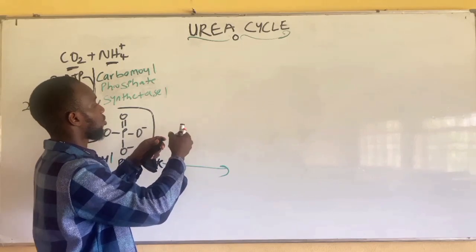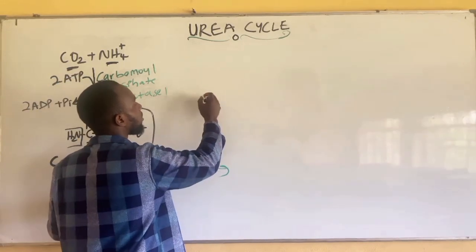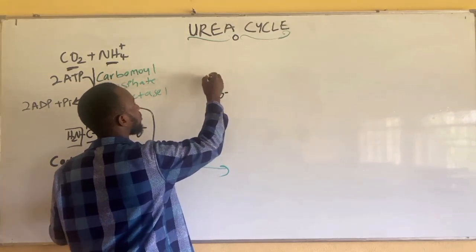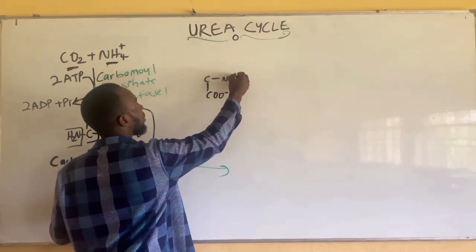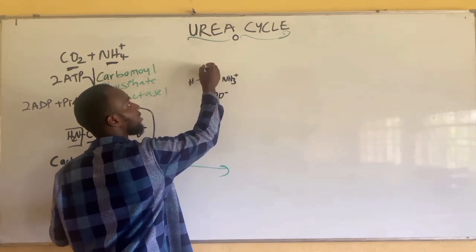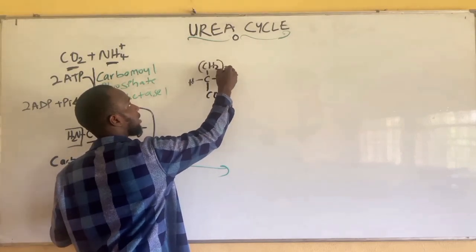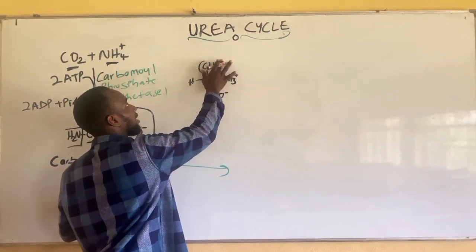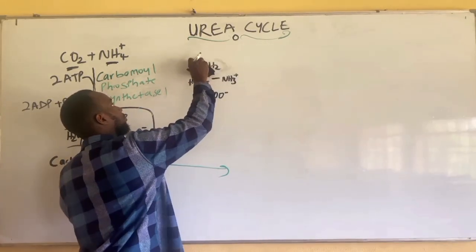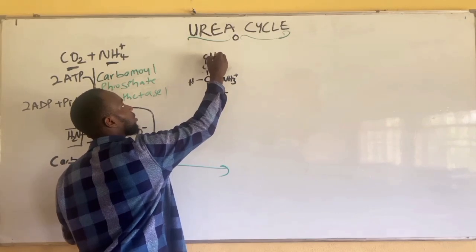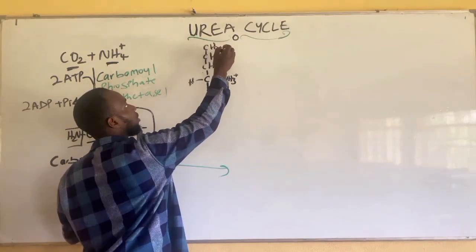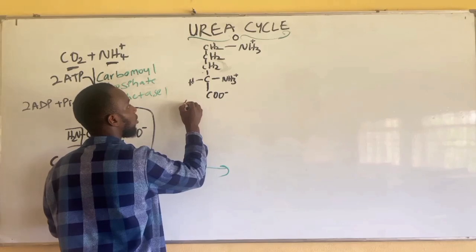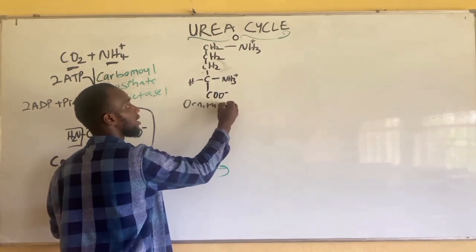So let's look at the structure of ornithine. This is the structure of ornithine with the amino group here. You can either write it as CH2 in brackets with 3 to show that there are three methylene groups, or you can decide to just write everything out. The amino group is here. So this right here is ornithine.